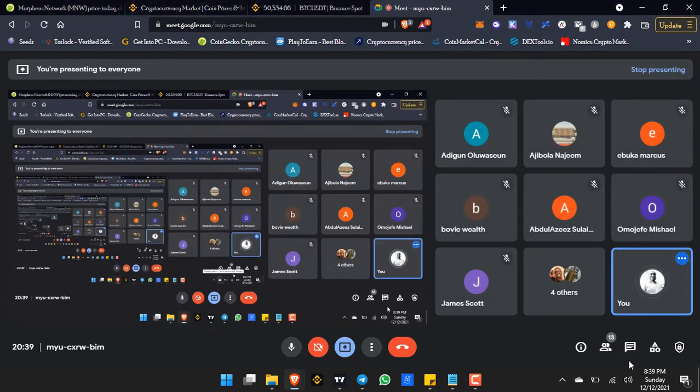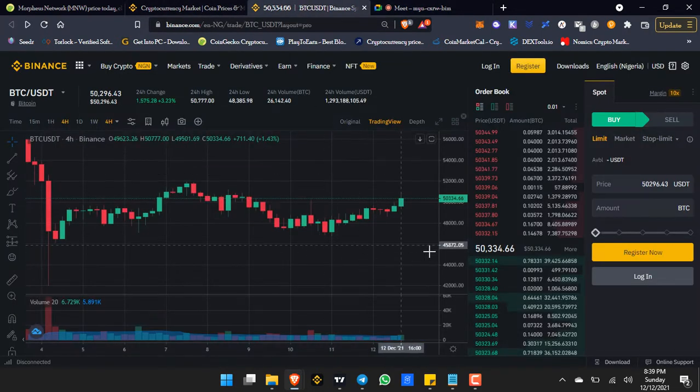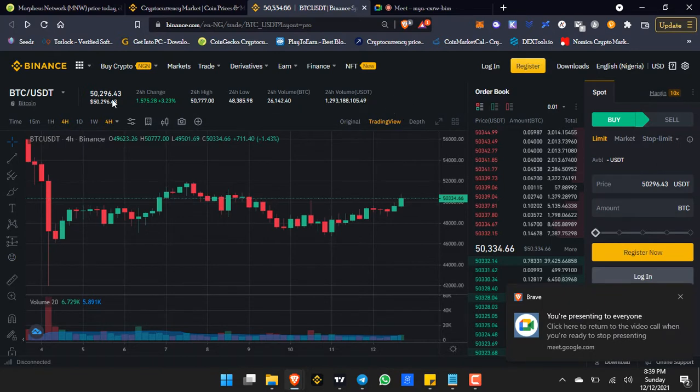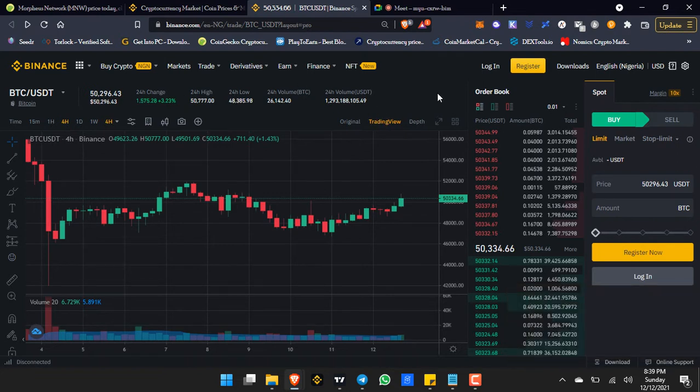So I've explained this section of the platform. I've explained what all these are, so you take note of that.